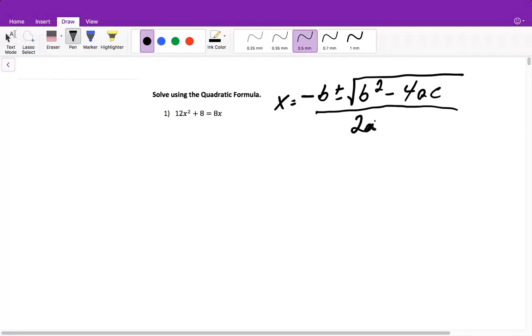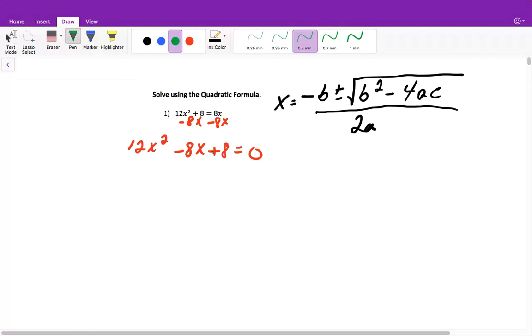Right now, what we need to do, though, is figure out our a, b, and our c. And to do that, we need to write it in standard form, so we need to set it equal to 0. So we'll subtract 8x. And it's important that you have 12x squared minus 8x plus 8 is equal to 0. It must be written in this order.